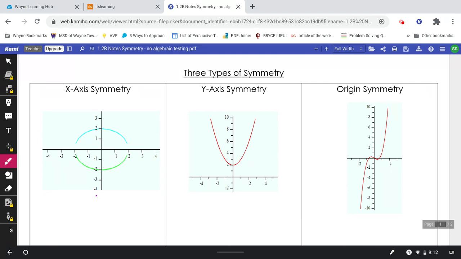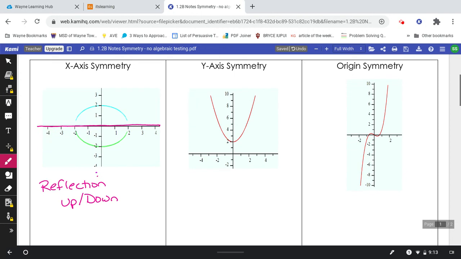So x-axis symmetry is when the x-axis, the one that goes horizontally, cuts the graph in half from top to bottom. So we can call that maybe a reflection, up, down, or if you like the phrase better, you can call it top, bottom. So I'm just going to pick a point on the top, call that 0, 2. And I'm going to show how it reflects across the x-axis, and it goes from the top to the bottom and lands here at 0, negative 2.